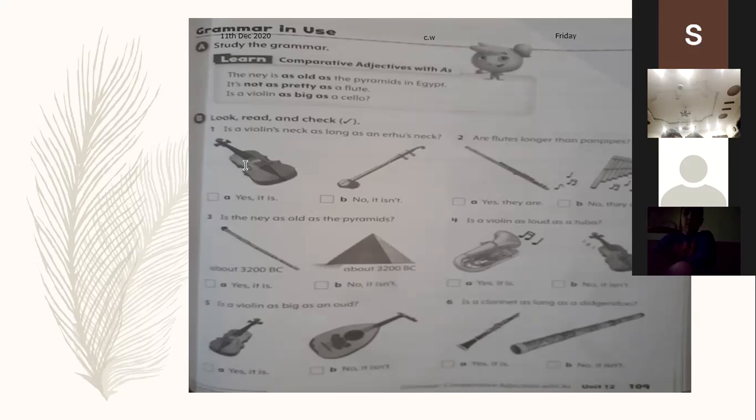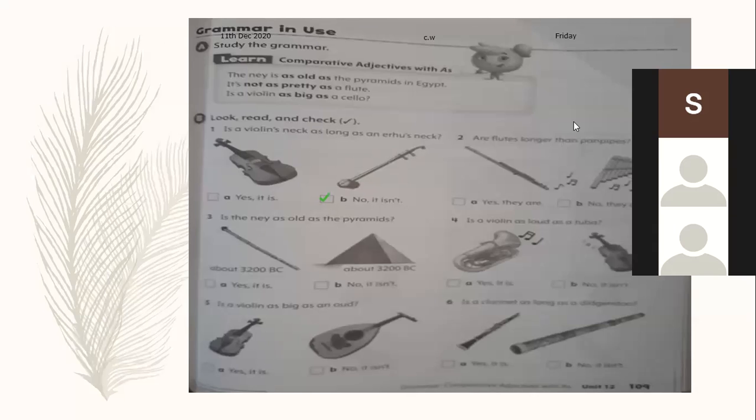Okay, students, look, read, and check. So you see over here, you need to look at the picture first, and then you have to check the correct one. Okay, Darin, tell me the first one, please. Is a violin's neck as long as an arhu's neck? Yes, it is. Are you sure? Yes. You can't see that, beta. No, it isn't. So what you would do? You will tick mark the second one, B one.